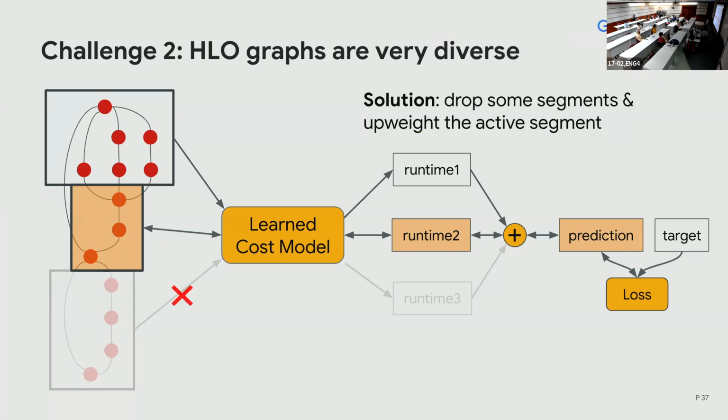The other problem that we see, though, is that these graphs can be very diverse. There might be similar graphs that occur a lot in the training set, and for those, the model seems to do pretty well in terms of accuracy. But there are some graphs that don't appear that often.